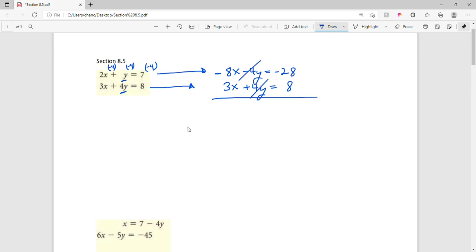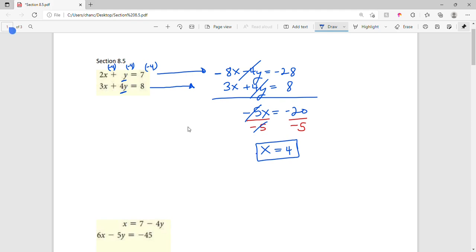notice how the -4y and the 4y cancel out, leaving us with -8x plus 3x, or -5x equals, and then -28 plus 8 is -20. I can divide both sides by -5, and so x is equal to +4. This is our first ordered pair, and then we're going to solve for y.